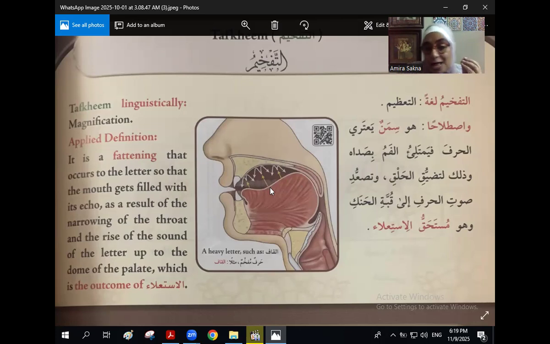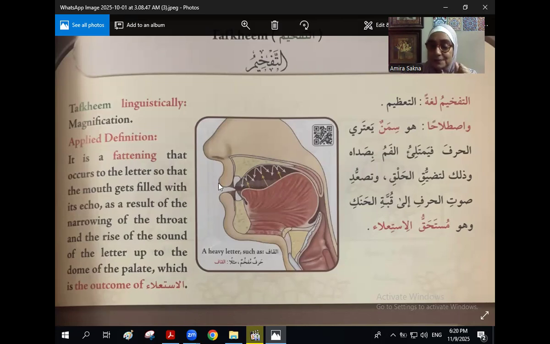So when I pronounce a heavy letter, the sound is directed to the roof of the mouth or the dome of the palate, this area, as I explained before. Okay? So the sound is directed towards the roof. So go up, come back, go up, come back, go up, come back.